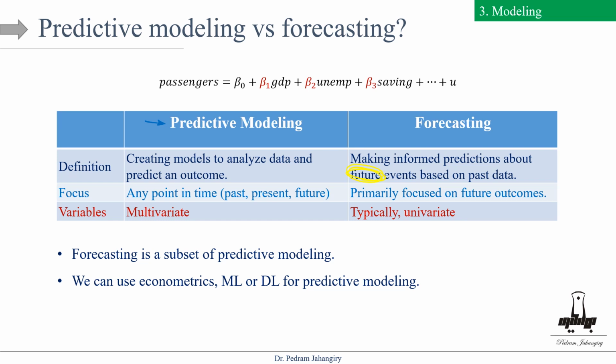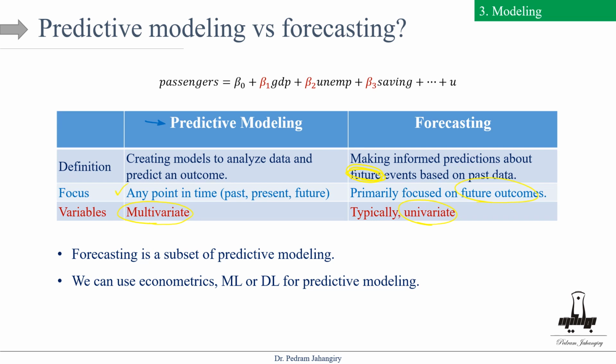The focus in predictive modeling is any point in time. You can use predictive modeling to explain past, present, and future. If it is cross-sectional data, it's at one point in time. However, for forecasting, again, we are focusing on future outcomes. In terms of variables, in predictive modeling we typically do multivariate because you want to explain things, and typically they are static models. But for forecasting, typically they are dynamic models, and we do univariate modeling.